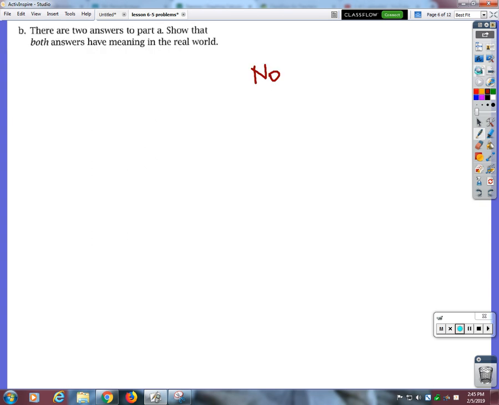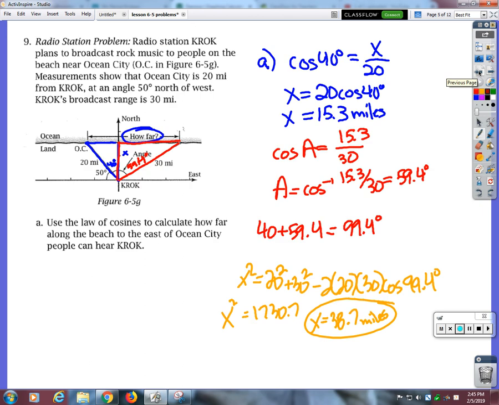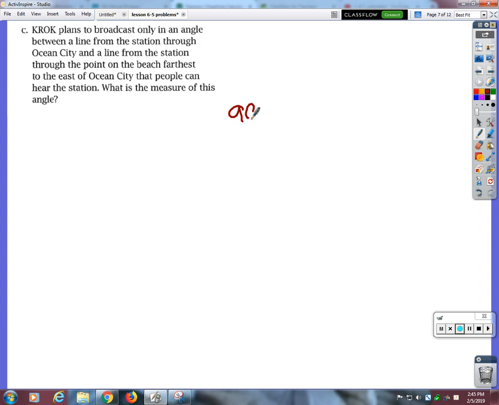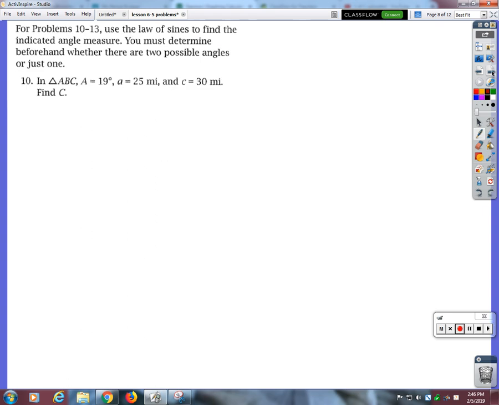What was the measure of that angle there that we figured out? What's the measure of that angle there? 99.4 degrees. So they're going to broadcast at an angle of 99.4 degrees. Okay, but that's the last of that word problem.